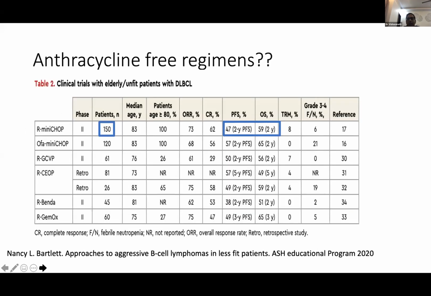So can we use anthracycline-free regimens? That is the question here. You can see various regimens here. The largest number of patients received only R-mini-CHOP and ofatumumab mini-CHOP, and you can see the outcomes at 2 years. It is very difficult to comment on anthracycline-free regimens where gemcitabine was used instead of doxorubicin. Very few numbers, 61 patients. It's impossible to talk about this outcome here. And R-CEOP, where etoposide was used instead of doxorubicin. Again, we cannot talk about this outcome, very few numbers.